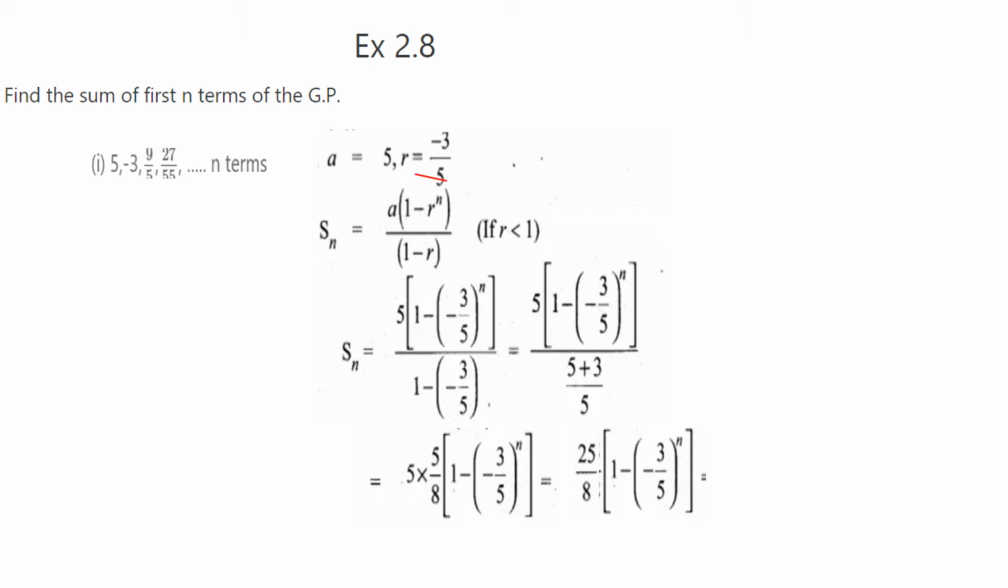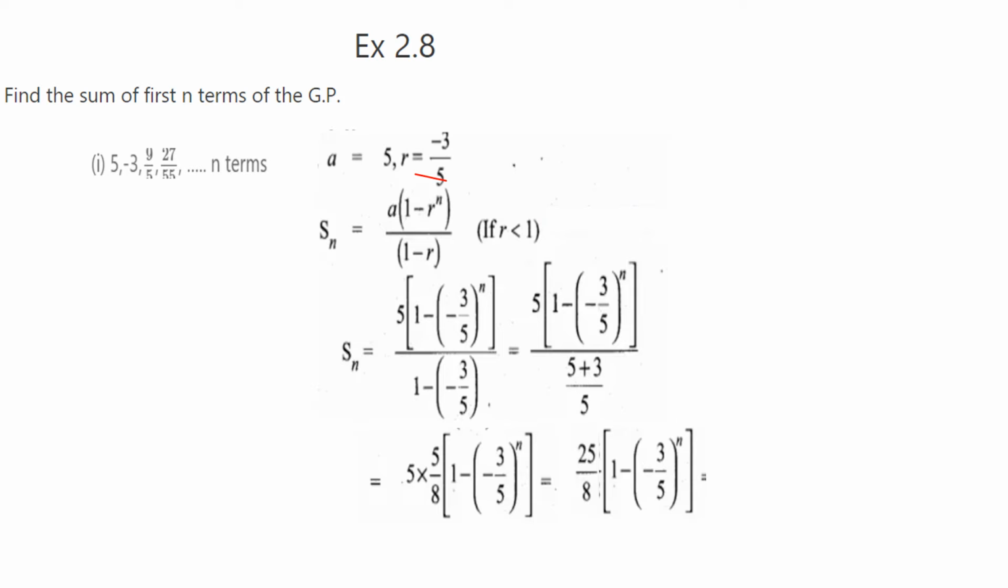So, what formula here we use? So, here R is less than 1. Therefore, we use this formula Sn equal to A into 1 minus R to the power n by 1 minus R. So, A is 5, bracket of 1 minus of minus 3 by 5 whole to the power n by 1 minus minus 3 by 5. So, cross multiply 1 5 is 5. Minus of minus 3 means plus 3.